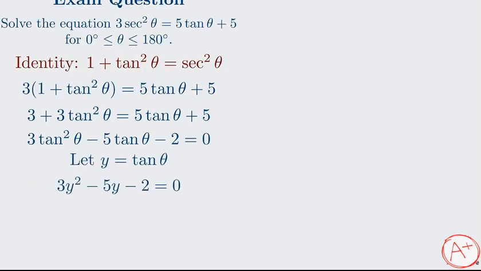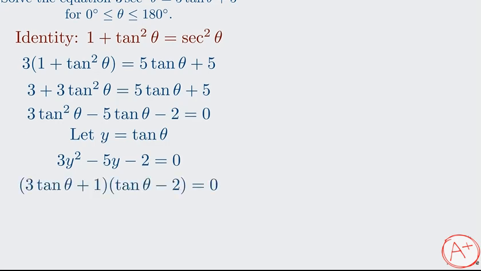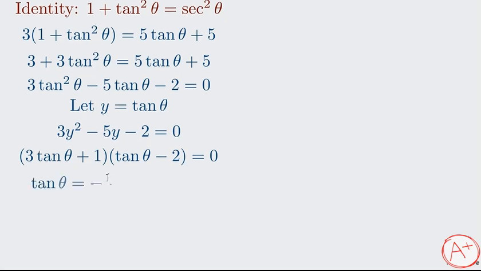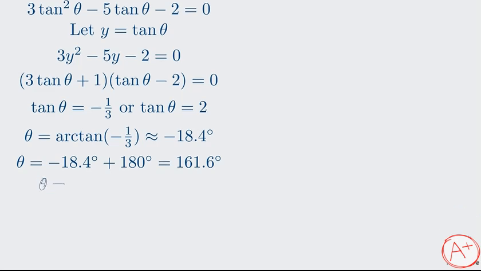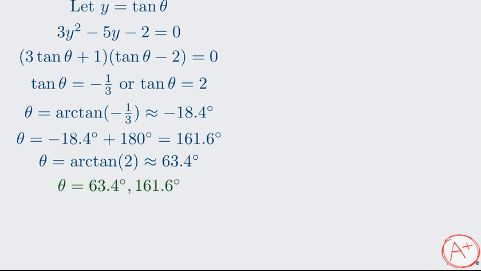Let y equal tan theta to make the quadratic easier to see. Factorizing this quadratic, we look for factors of -6 that add to -5. Those are -6 and 1. This gives us two possibilities for tan theta. For tan theta equals -1/3, the principal value is arctan of -1/3, which is -18.4 degrees. This is outside our range of 0 to 180. Using the periodicity of tangent, we add 180. For tan theta equals 2, the principal value is arctan of 2. Both solutions are within our 0 to 180 degree range.